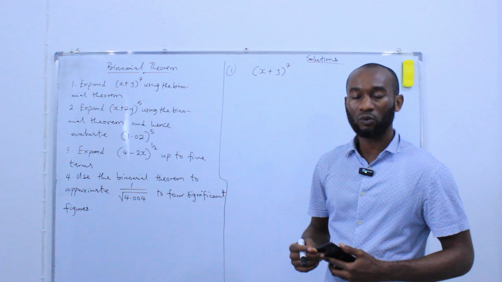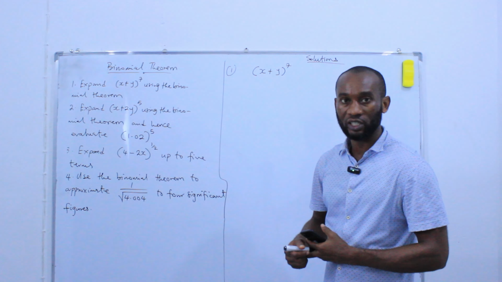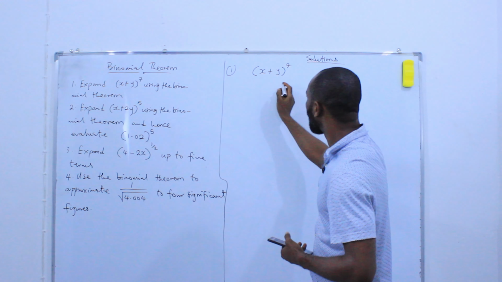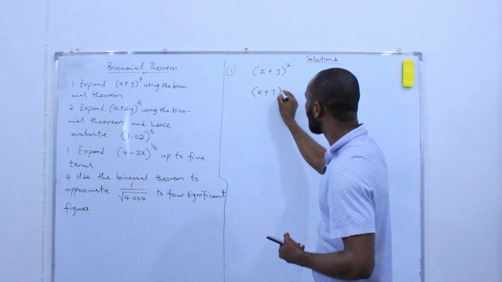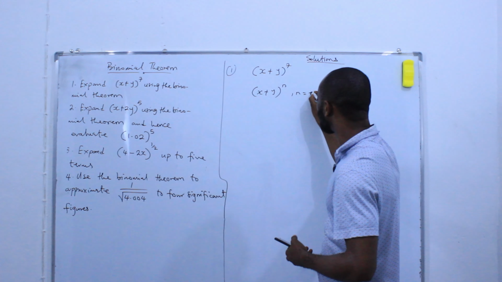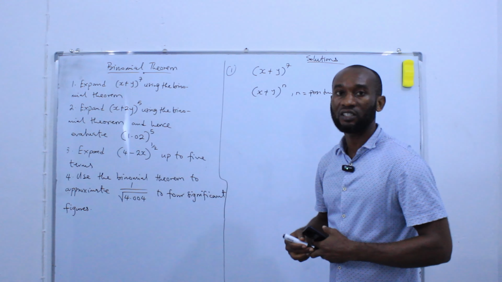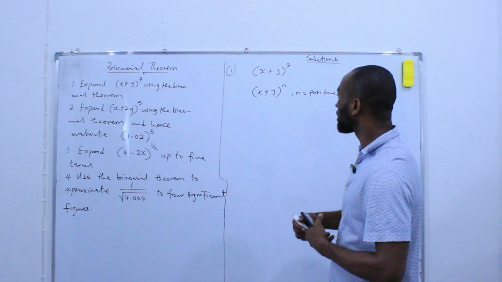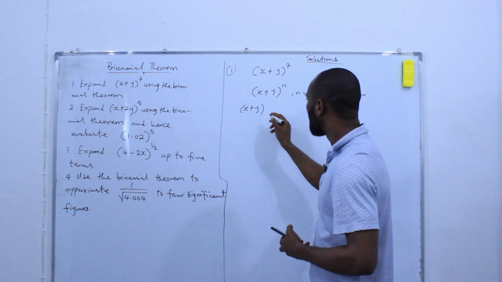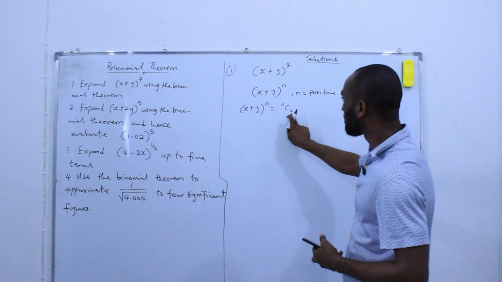Now, remember that in the binomial theorem, all we do is make use of the binomial coefficients when we have x plus y raised to power n, where n is a positive integer. If n is a positive integer, we make use of the binomial expansion of x plus y raised to power n to be nC0. This is the binomial coefficient.